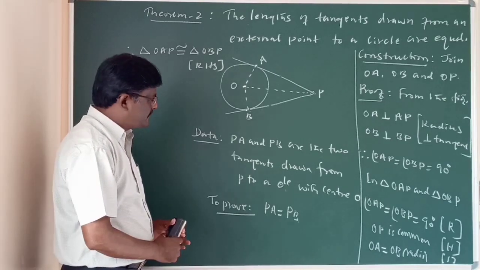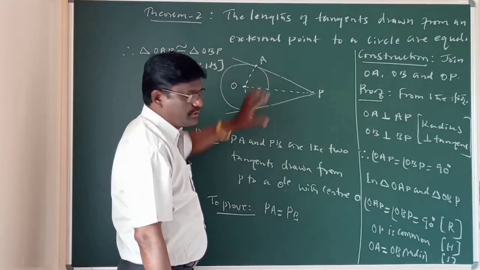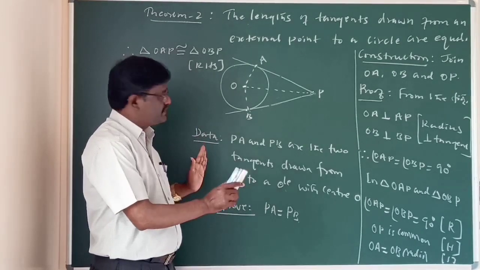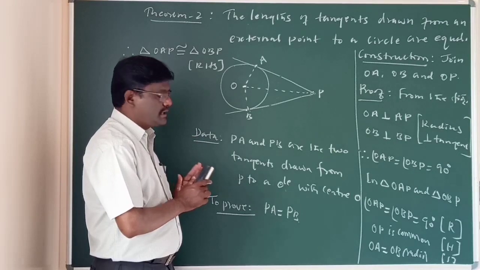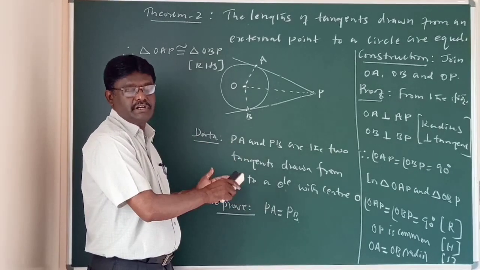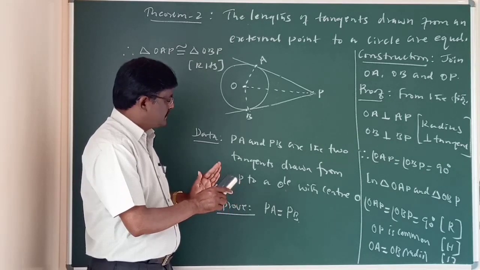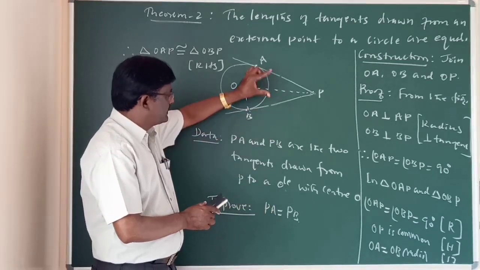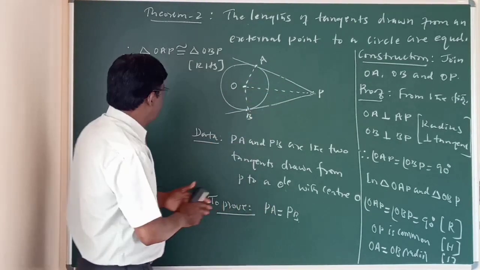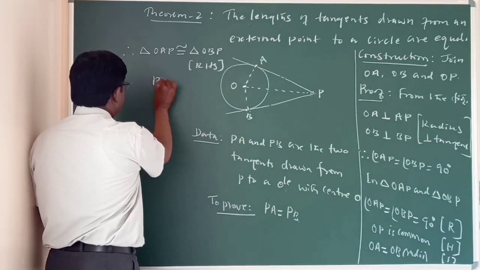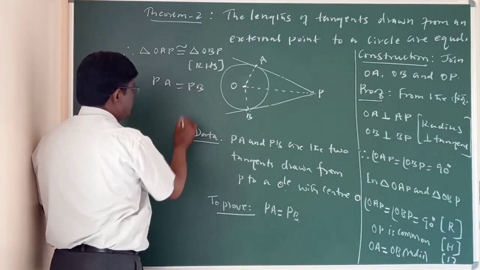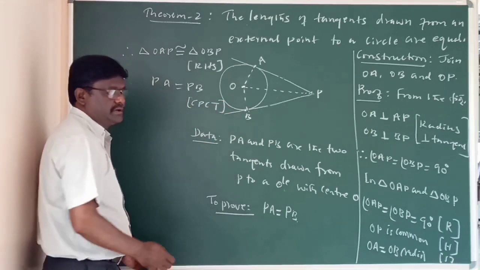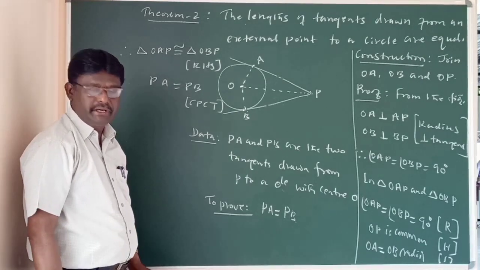Okay, children. So thus these two triangles are now what? Congruent. Once the triangles become congruent, now without any hesitation, we can say what? All the remaining elements are also equal. Here, now, which is that unknown factor? PA and PB. Now, therefore, we can say PA equal to PB. What is the reason? Reason is this: CPCT. Do you know that? Corresponding parts of congruent triangles.